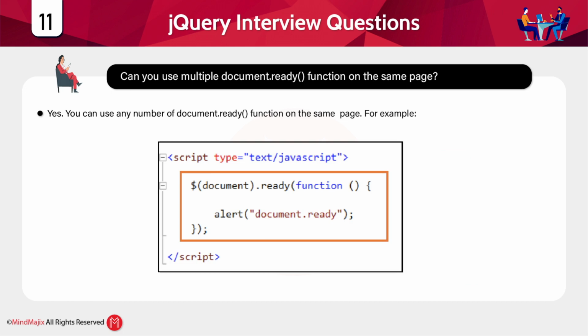So coming to the next question, these questions are somewhat tougher than the basic questions which we have seen in our last content. So these are the questions for intermediates. Once you have completed the basic level, you need to answer these. So what is the next question? Can you use multiple document-ready functions on the same page? This is a question which I mostly ask during my sessions. So can there be many document.ready?